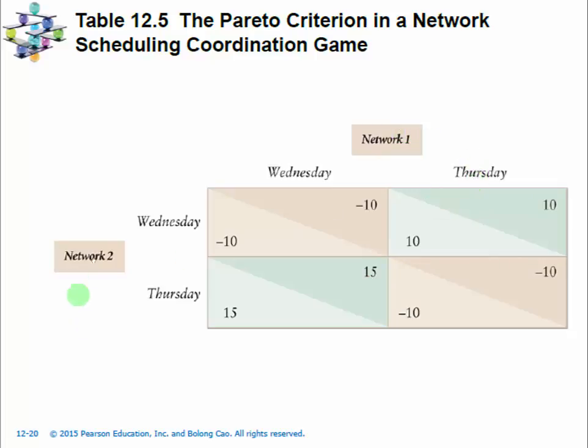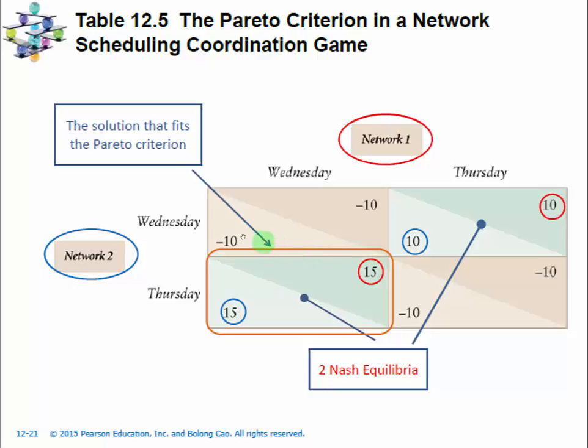Network 1 on Thursday, network 2 on Wednesday. That gives the networks lower payoffs than the other Nash equilibrium, the better one. And this is the so-called Pareto criterion. That means the players simultaneously select one single Nash equilibrium instead of being undecided about two different Nash equilibria. Just pick one, and this one should be the better one or the best one for all players. So that is the Pareto criterion.